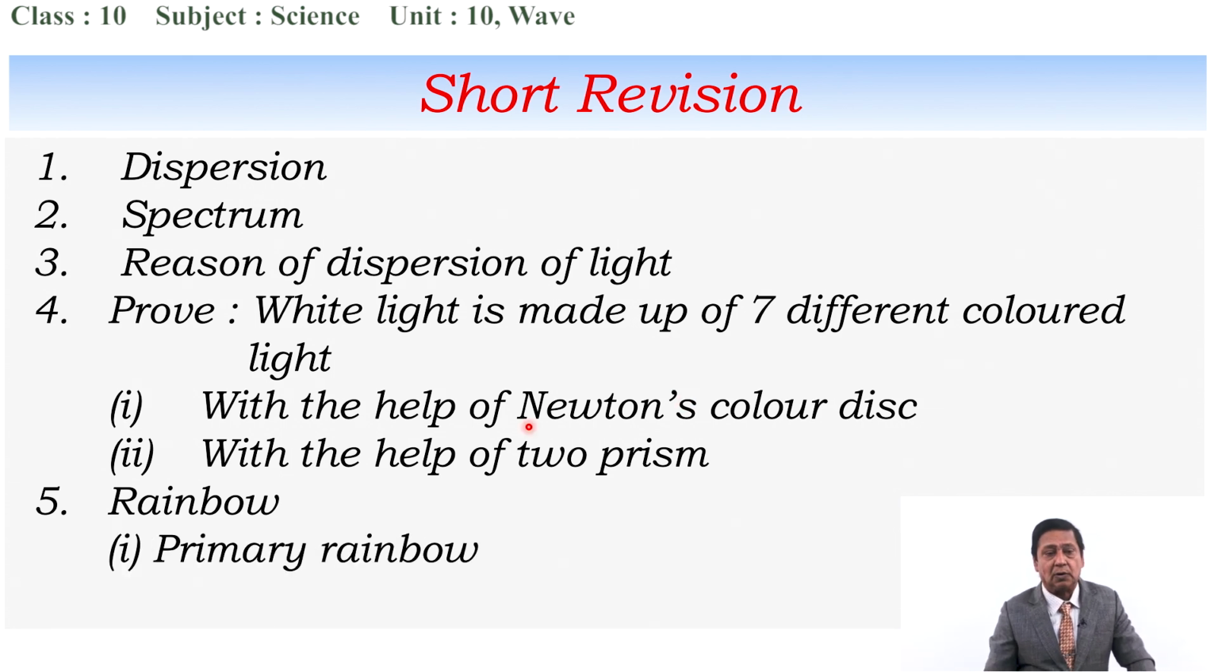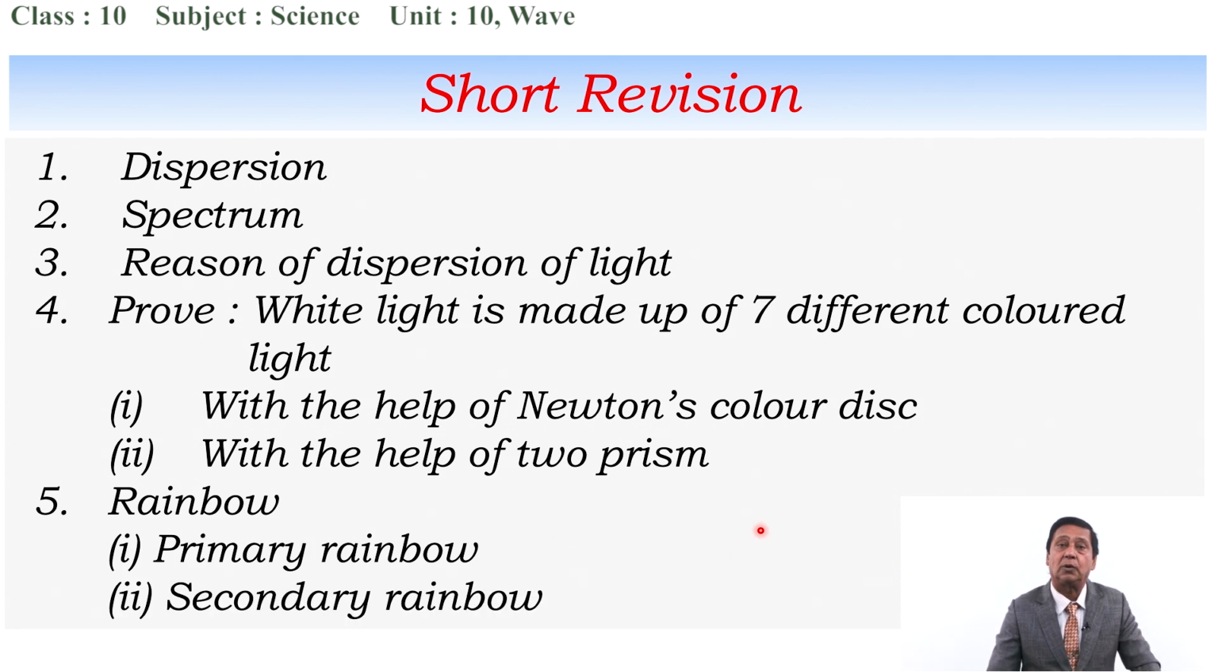Okay, next I told you about the primary rainbow. In this rainbow, red color appears at the upper edge and violet appears at the lower edge. In a secondary rainbow, violet appears at the upper edge and red appears at the lower edge. A primary rainbow appears at less height, but a secondary rainbow appears at greater height. All these were done in this class.